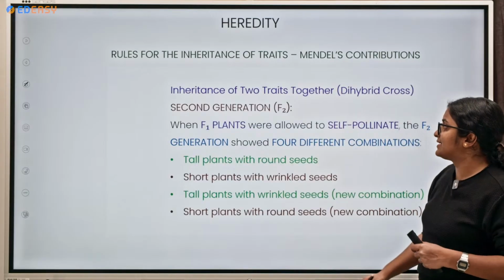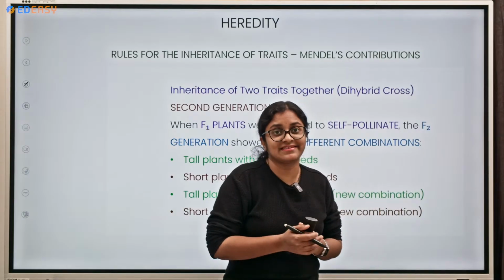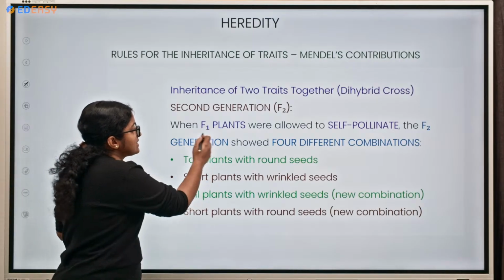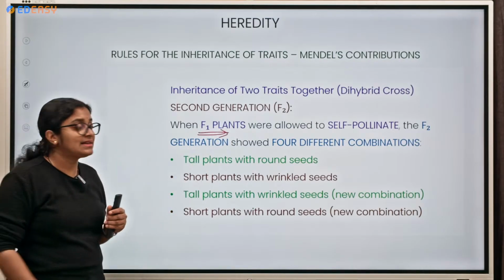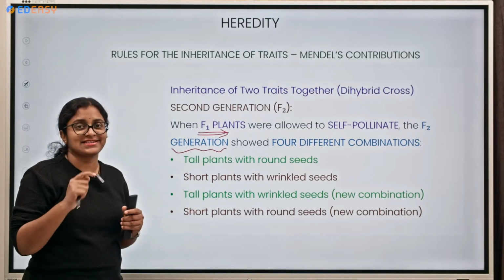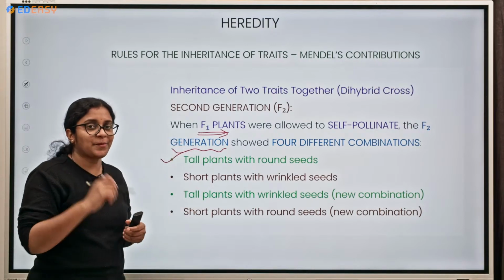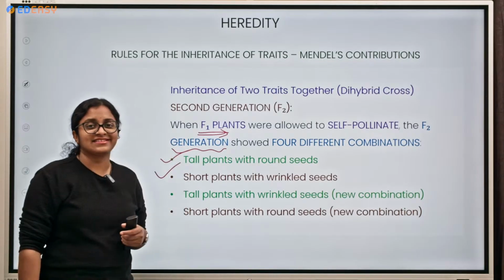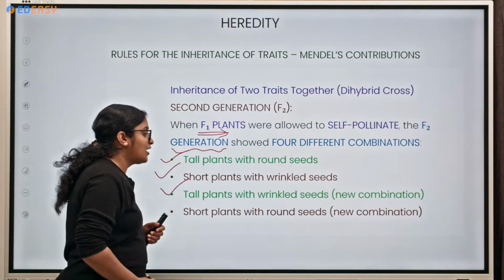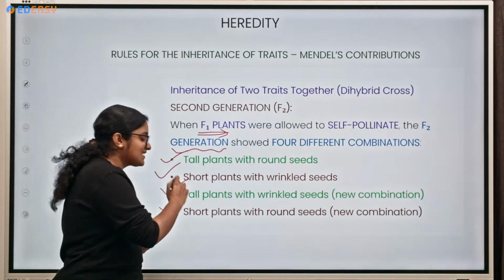When the first filial generation are undergoing a self pollination, what we can get? We can get the second generation. So the F1 plants being allowed to self pollinate, the F2 generation will be having four different combinations. What are those four different combinations? The tall plants with round seeds, one combination. Short plants with wrinkled seeds, this should be the second combination. New combination we have nothing but the tall plants with wrinkled seeds and short plants with round seeds.